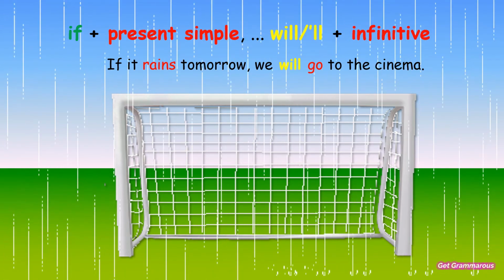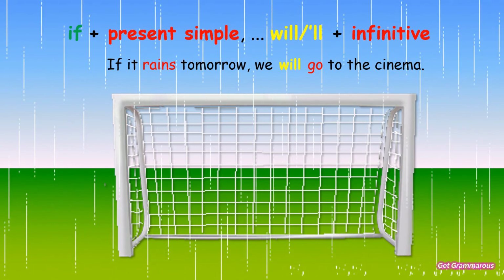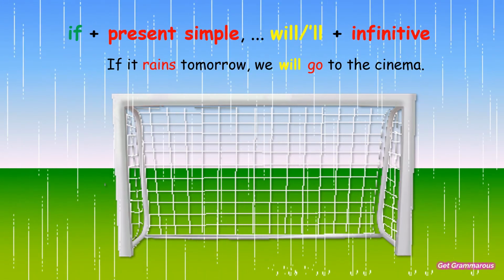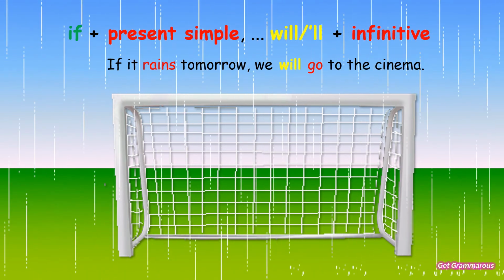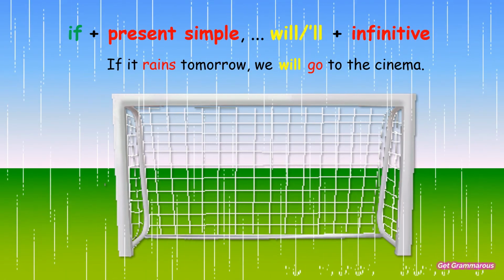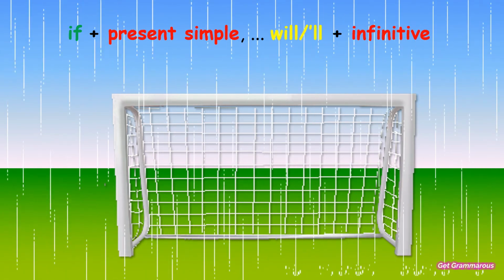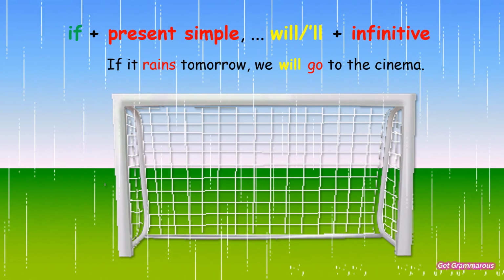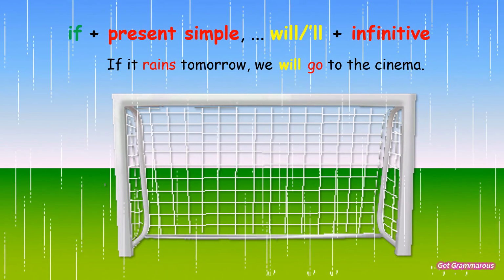If it rains tomorrow is the if clause in this sentence, and we'll go to the cinema is the main clause in this sentence. Rains is the present simple in the if clause, and in the main clause, will is the future simple in this sentence, and go is the infinitive.